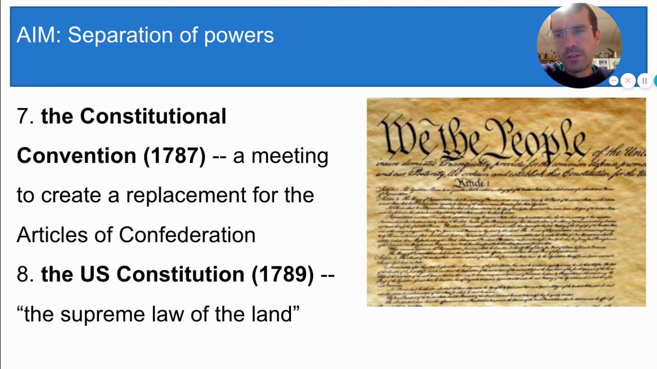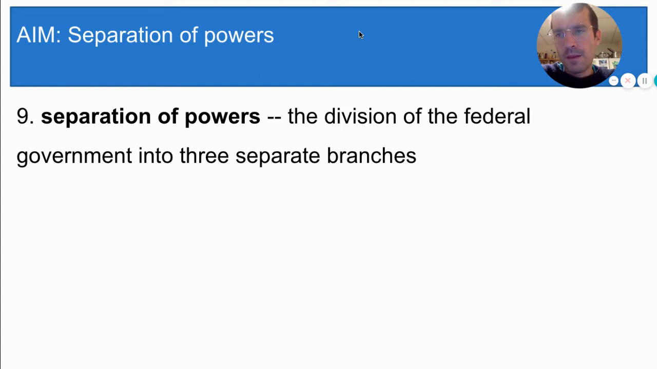The U.S. Constitution that the framers created at the Constitutional Convention is the Constitution that our country's government is still based on today, and I find it impressive that it's lasted so long. One reason that it has been so effective and long-lasting is because it establishes a very important idea called separation of powers.